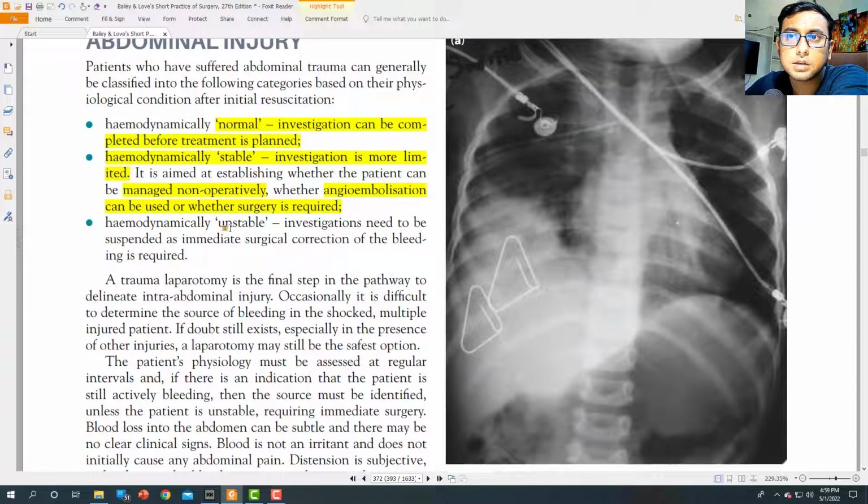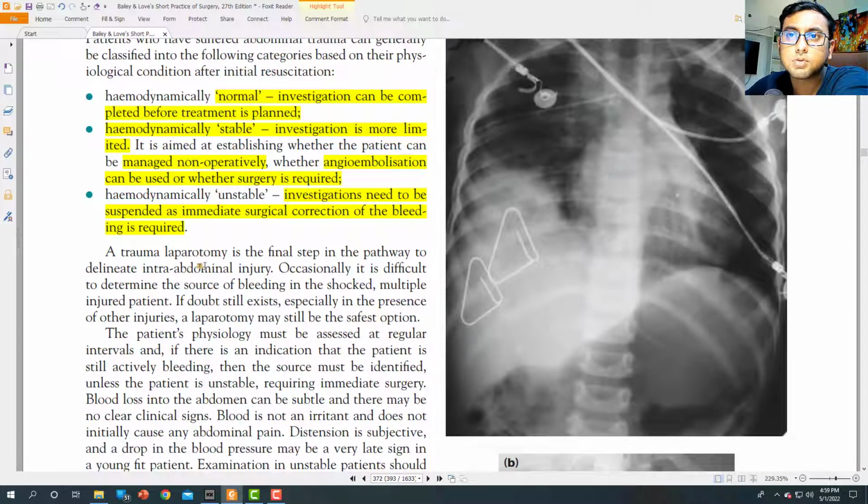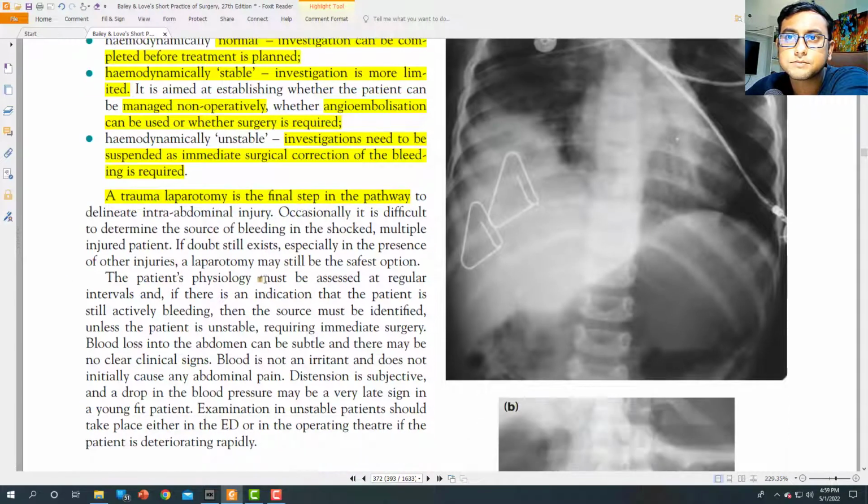In the case of hemodynamically unstable patients, investigation needs to be suspended, as immediate surgical correction of the bleeding is required, because there is no time for investigations. We need to go for direct surgery to stop the bleeding. Now, trauma laparotomy is the final step of the pathway.